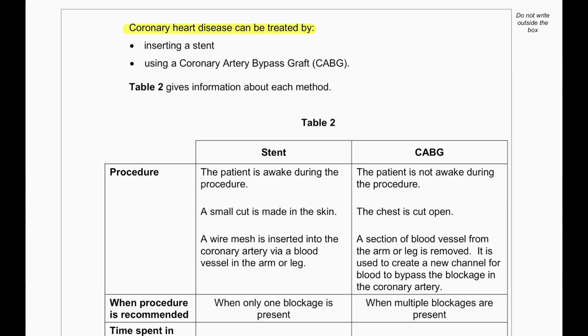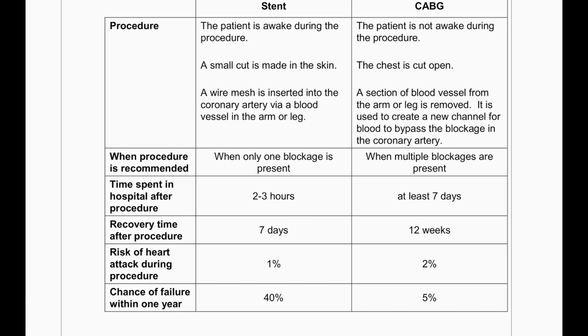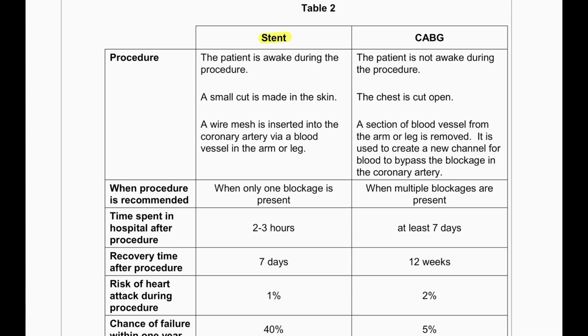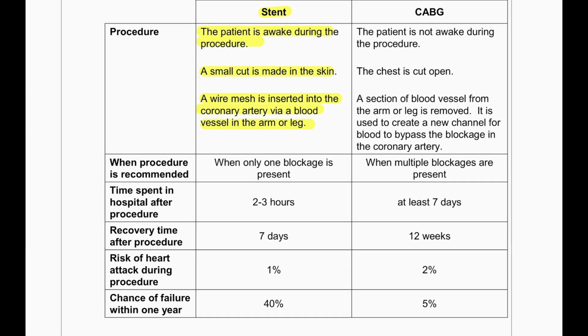Coronary heart disease can be treated by inserting a stent or using a coronary artery bypass graft, or CABG. Table 2 gives information about each method. We can see the procedure with the stent. The patient is awake during the procedure. A small cut is made in the skin. A wire mesh is inserted into the coronary artery via a blood vessel in the arm or the leg. The procedure is recommended only when there is a blockage present, only one blockage.